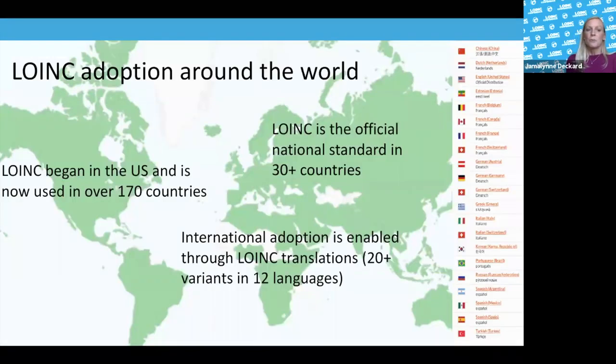So around the world, LOINC, even though it began in the US, is now used in over 170 countries. It's the official national standard in over 30 of those countries. And international adoption is enabled through the LOINC translations. So currently we have over 20 different variants from 12 languages.